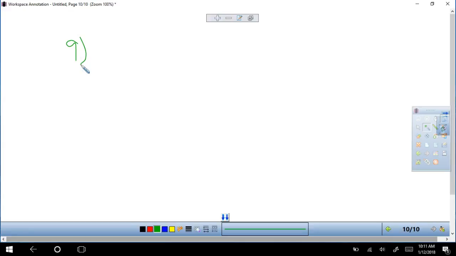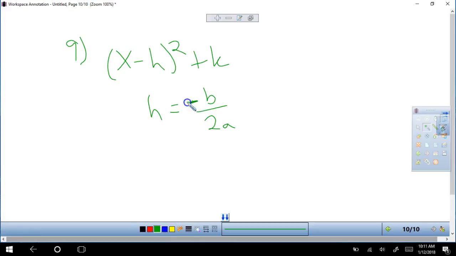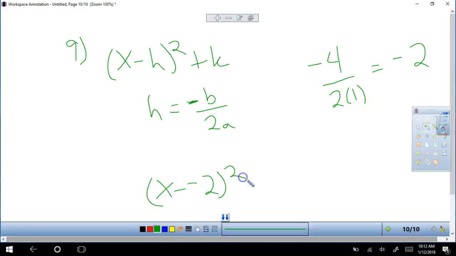Number 9, it wants it in quadratic vertex form. So that's x minus h squared plus k. Now, you could do completing the square, or you could do h as negative b over 2a, because that's your axis of symmetry. Right? So if you look at our function, our b was 4 and our a was 1 because it's x squared, so 2 times 1. So our h is negative 2. Alright, so we're going to have x minus negative 2 squared plus something.